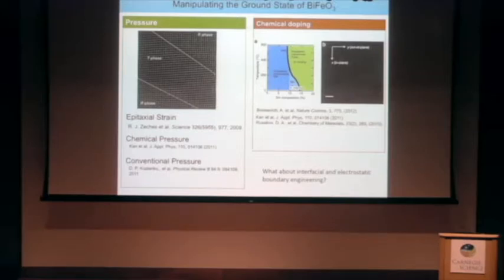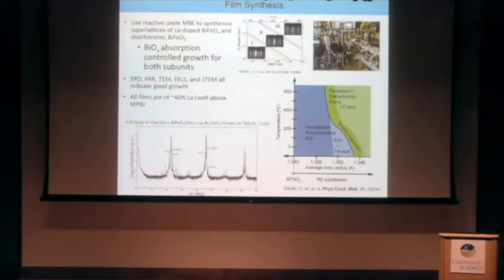So the question is, not using strain and not using chemistry, can we somehow tune these ground polarization states, and perhaps couple to the magnetic states, using interfacial or boundary condition engineering? What we've done is grow a bunch of superlattices of bismuth ferrite and lanthanum-doped bismuth ferrite. The bismuth ferrite should be in the rhombohedral ferroelectric state, and the lanthanum ferrite should be well into the paraelectric state. So you have a frustration of polarization building up through the bismuth ferrite, as well as a paraelectric state in the orthorhombic system.